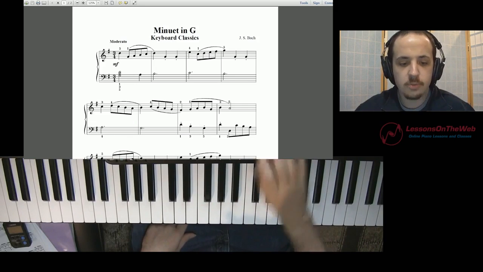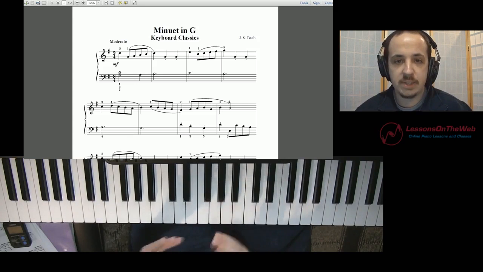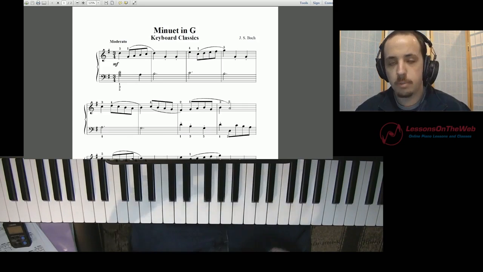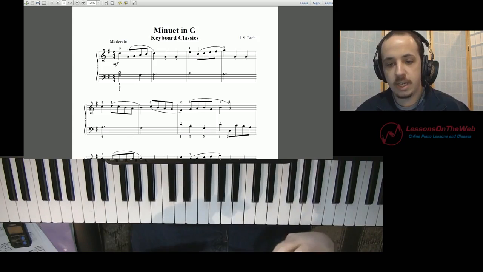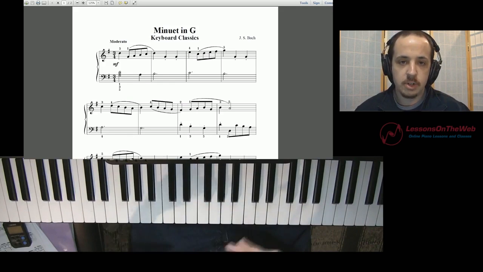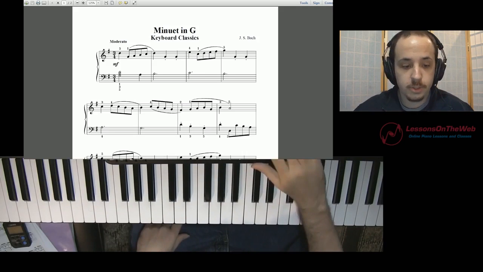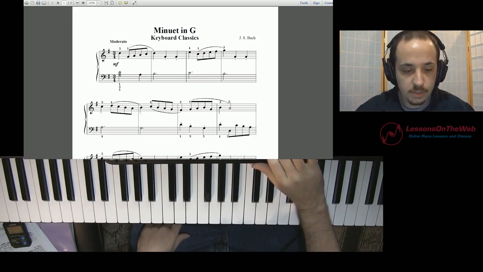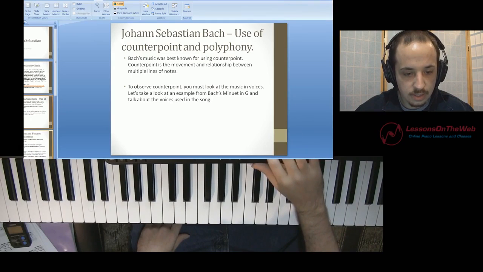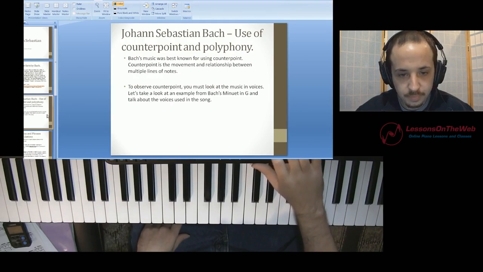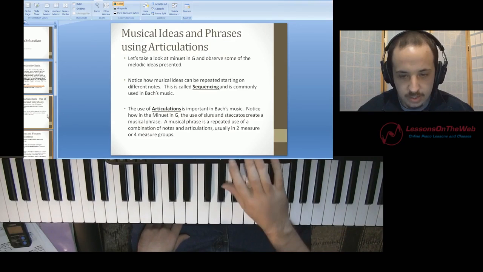So that's kind of what we're going to do, now that we have most of the basics learned. We can begin looking at music in a different way, in terms of how it's organized and what the composer was going for with their musical ideas, which we'll also talk about in a minute. So let's go back to the slide. Here we go. All right.